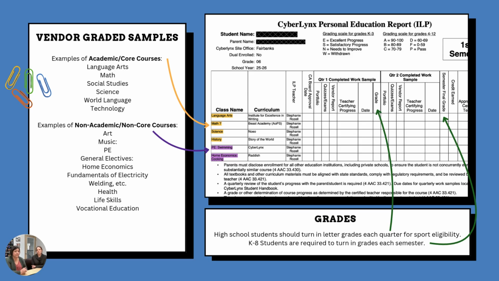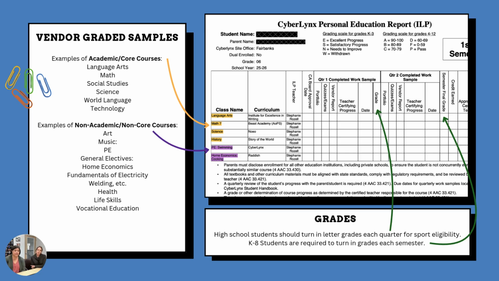So at the beginning of the year, we created the personal education report where we listed the classes and what curriculum you're going to be teaching your child. So there's core classes and there's elective classes. Examples of core classes include language arts, math, social studies, science, foreign languages, and technology classes. For those classes, we require 3 samples per quarter. And then for our elective classes, we require 1 sample per quarter.